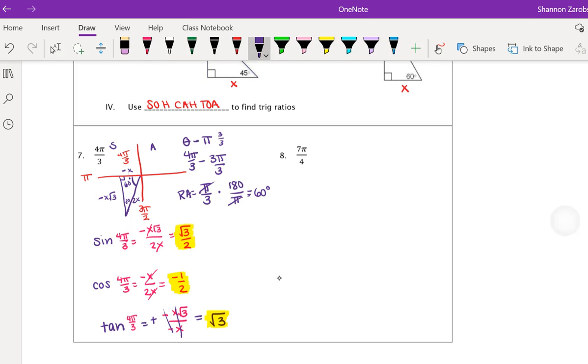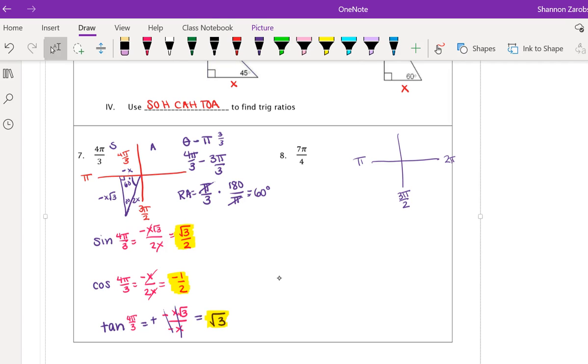So let's draw a sketch of where we are. I know this is pi. This is 3 pi over 2, or 1.5 pi. And this is 2 pi when I get all the way around. 7 pi over 4. 8 pi over 4 is 2 pi. So if I go all the way around, I know I'm in this quadrant. Okay, I'm in quadrant 4.